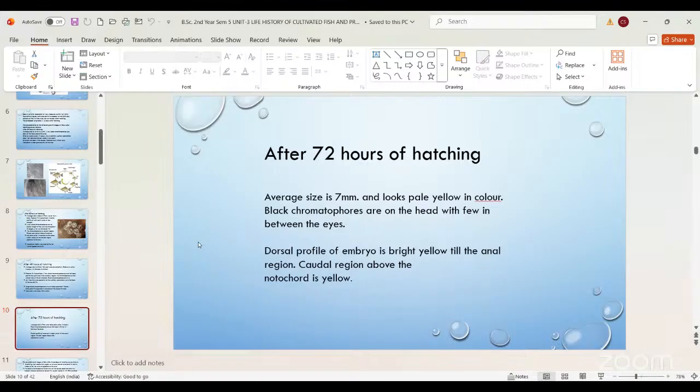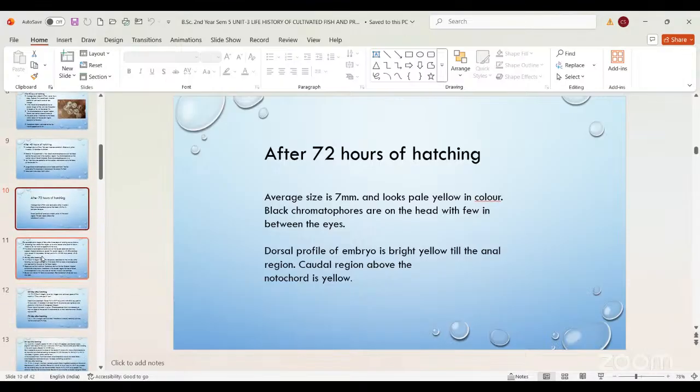After 72 hours of hatching, average size is 7 mm and looks pale yellow in color. Black chromatophores are on the head with few in between the eyes. Dorsal profile of embryo is bright till the anal region. Caudal region above the notochord is yellow in color.